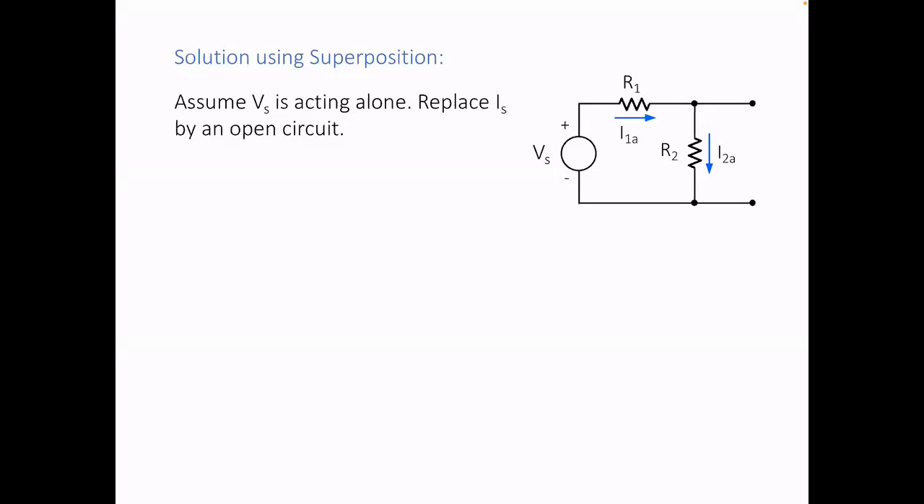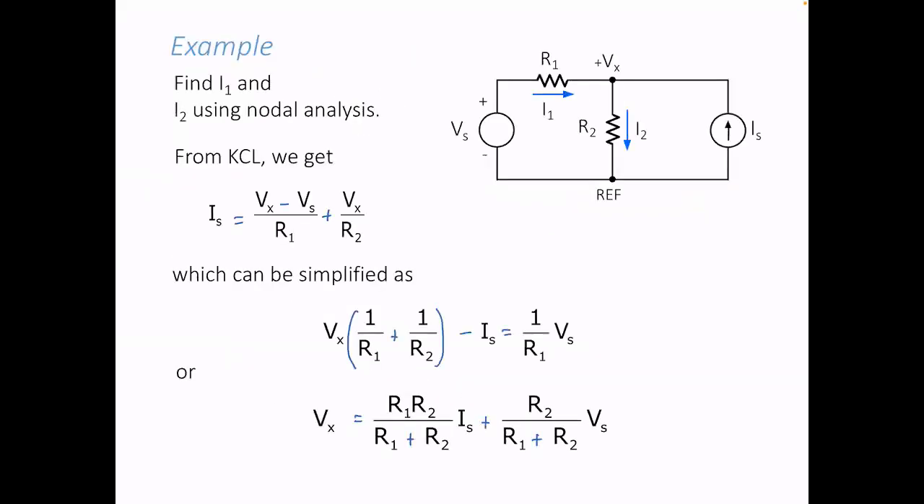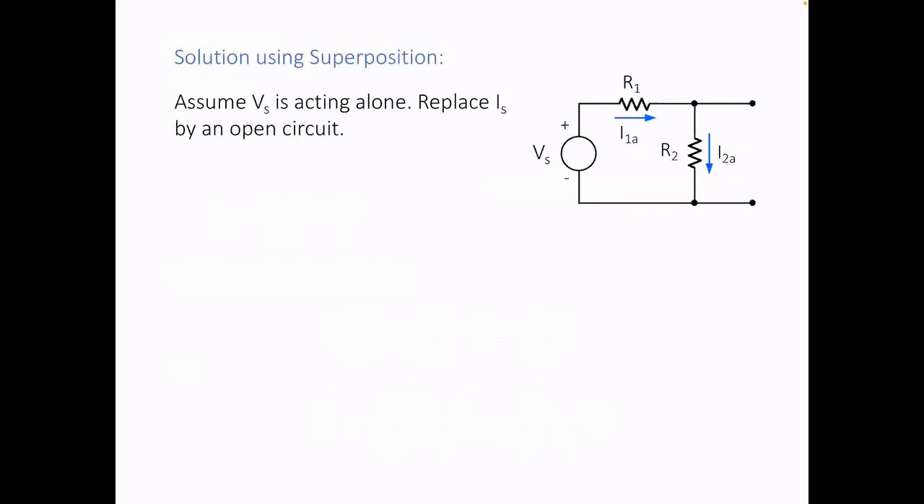Okay, so if you assume that Vs is acting alone, asan yung Vs natin dito, no? So Vs acting alone. So what I would do is I would reduce I of S to 0. So I of S was here reduced to 0, so replace that with an open circuit. It's very easy now to get I1A, which is equal to I2A, and that is just equal to V of S over R1 plus R2. Okay. This current will be equal to this current, no?